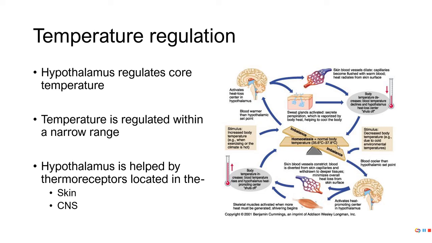The hypothalamus is what sends the signals to sweat or shiver, that sort of thing. But in order to do that, it needs help. The hypothalamus has temperature sensors, but there's also sensors throughout your body. You've got some in your skin and your central nervous system, among others. And so if temperature is really high, you're going to do things to sweat. If temperature is really low, you're going to do things to shiver.